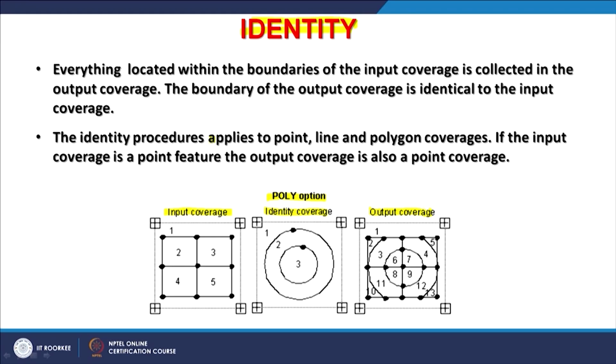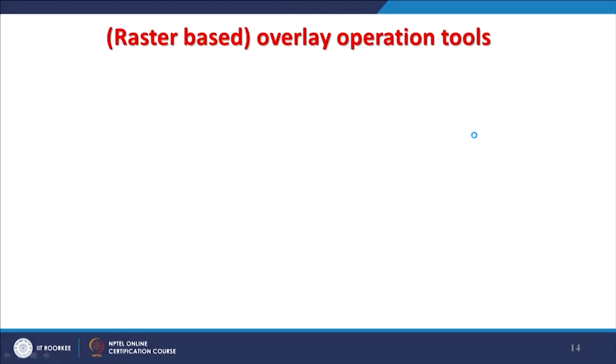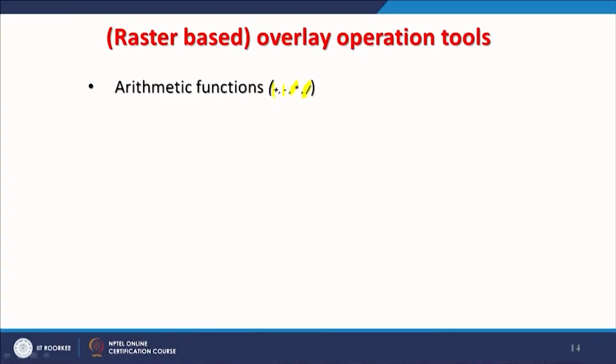So the identity procedure applies to point, line, polygon coverage, even on raster, no issue. So raster-based operations, many more operations you can do on raster also. All these basic arithmetic operations, plus, minus, multiply, subtraction, addition, multiplication and division, all four basic arithmetic operations you can perform on raster layers.